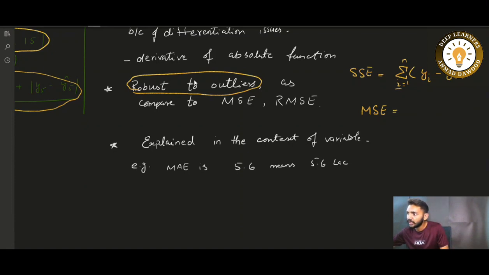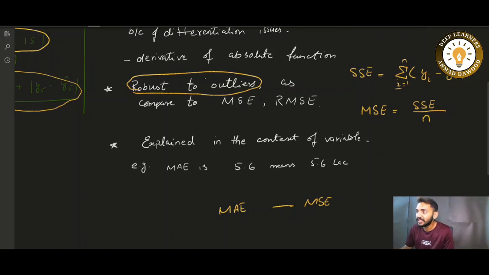Now mean square error is simple: sum of squared error divided by the number of points. So this is mean square error. Now, how is this MAE robust as compared to MSE? The reason is that in MSE we are taking the square.